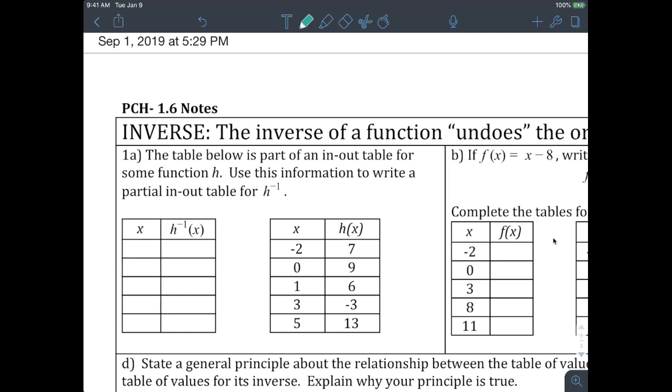All right, a little inverse review today. So from a table, how do you figure out the inverse? So I have h of x. So let's figure out what h inverse of x is. So we flip the x and the y.